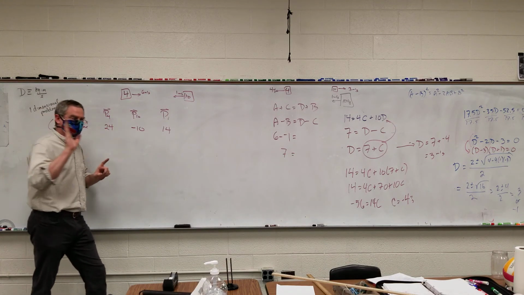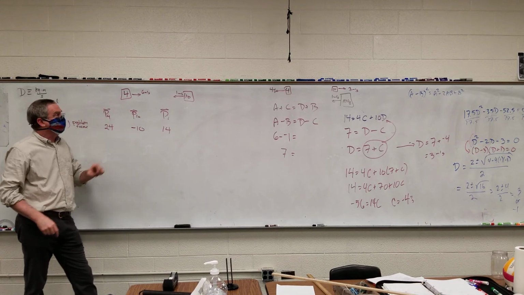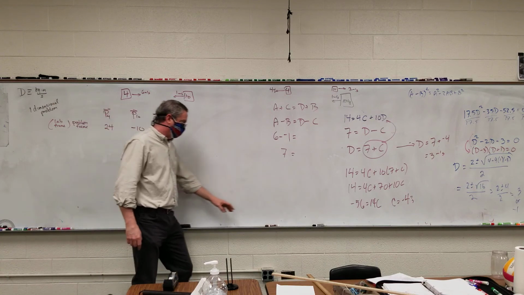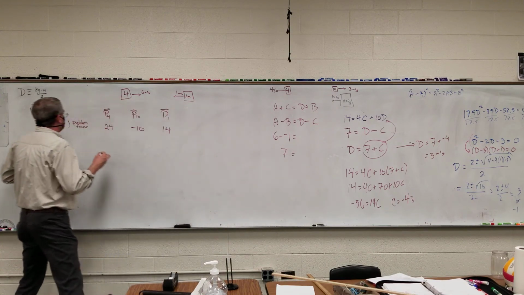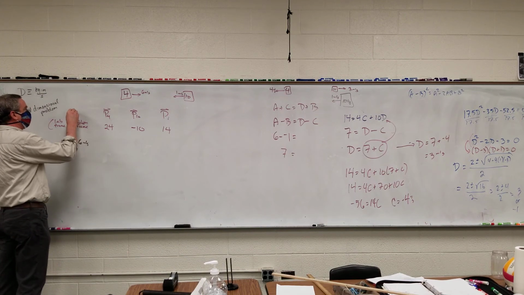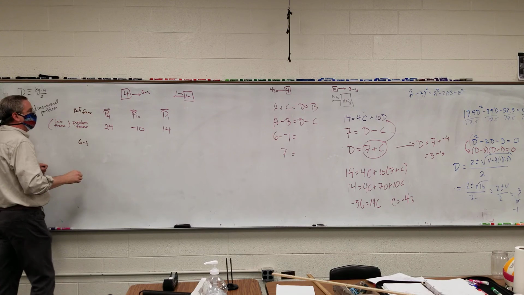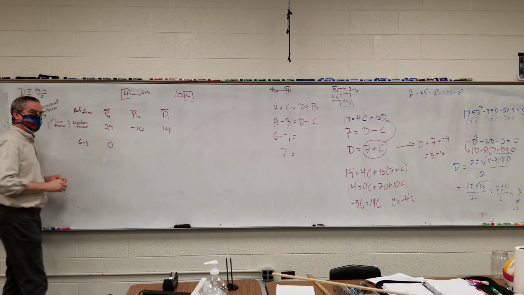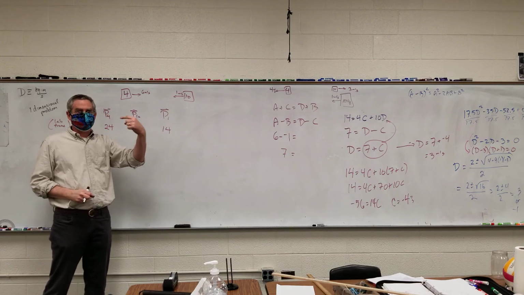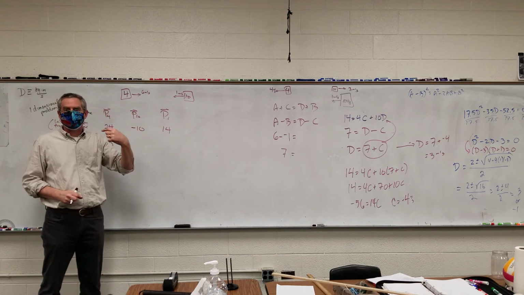If you're traveling 6 meters per second to the right, how fast will this one look like it's going? 0. Right. So if I'm in the 6 meter per second reference frame, let's write down reference frame. This one looks like it's not moving. The other one looks like it's coming at me at 7 meters per second.